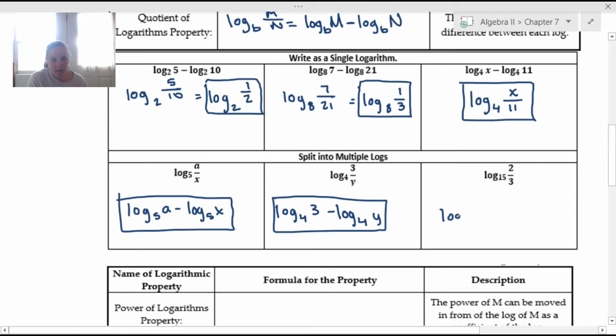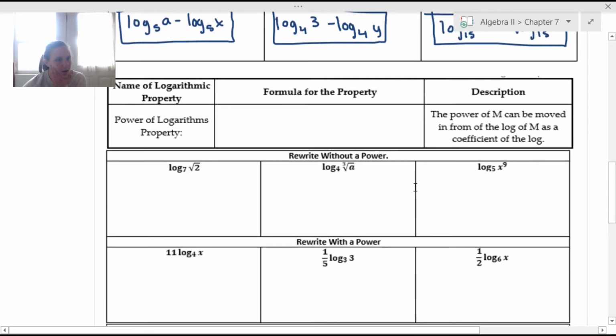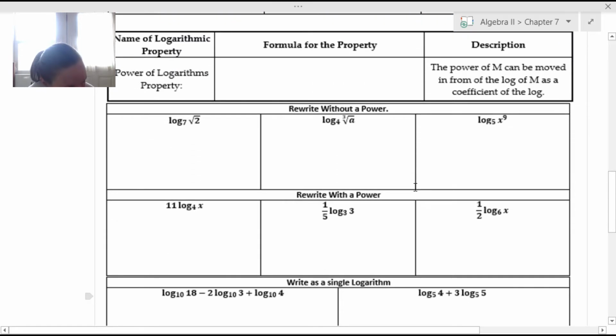And log base 15 of 2 minus log base 15 of 3. Okay, the last property is called the power of logarithms property. It says that if we have log base b of m to the power of k, I can put that k out in front. So the exponent can move out in front, so it's k log base b of m.